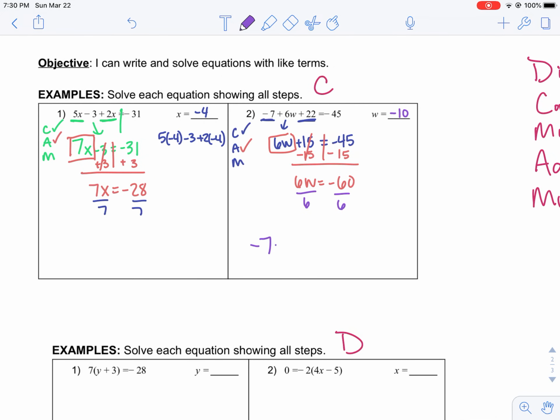Okay, and then do a quick check to see if you get this. Put all of this in your calculator and see if you get this number.